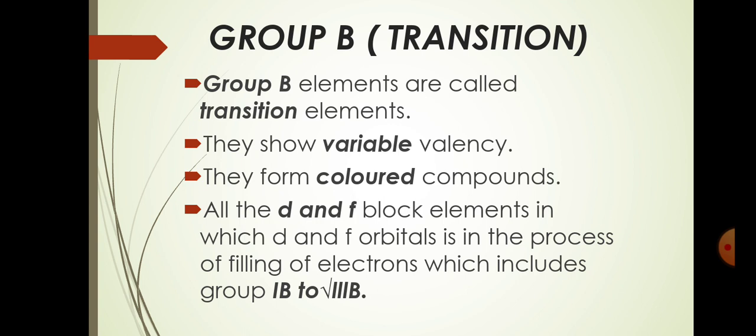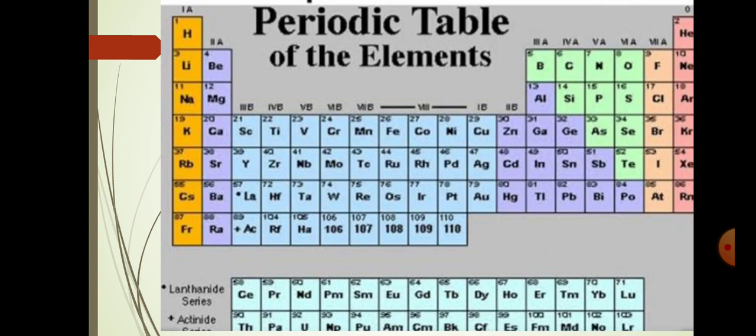Then group B means transition elements. Group B elements are called the transition elements. They show variable valency and form colored compounds. They are all the D and F block elements, in which the D and F orbitals are in the process of filling with electrons, which include groups 1B to 8B. These points are the opposite of group A. So this is how we differentiate between group A and group B.